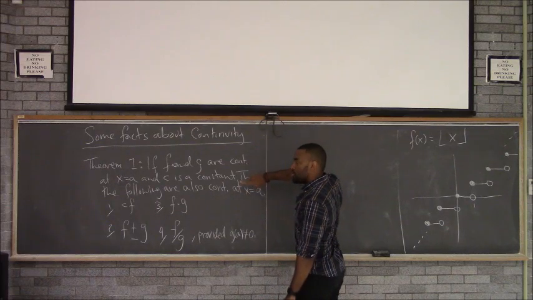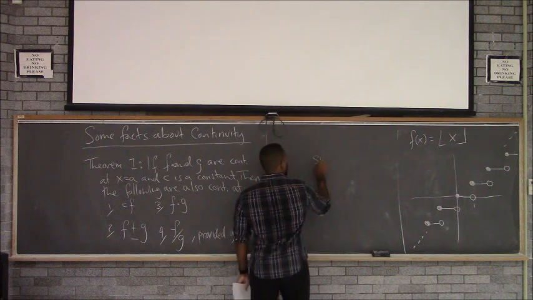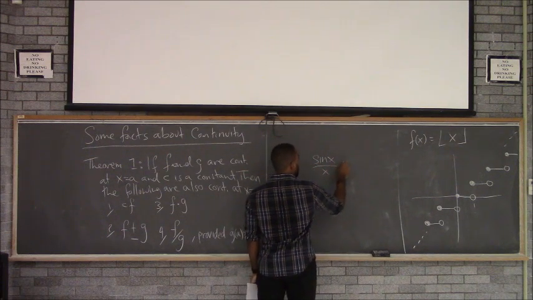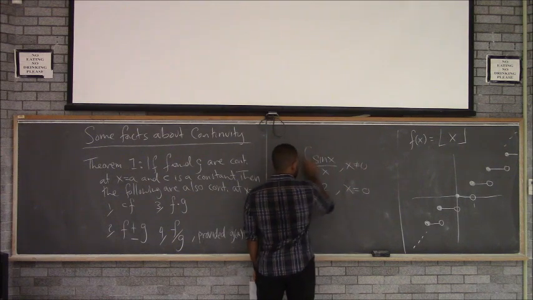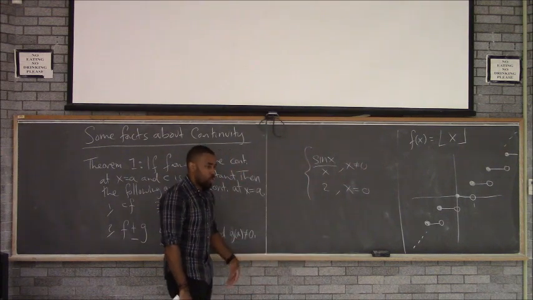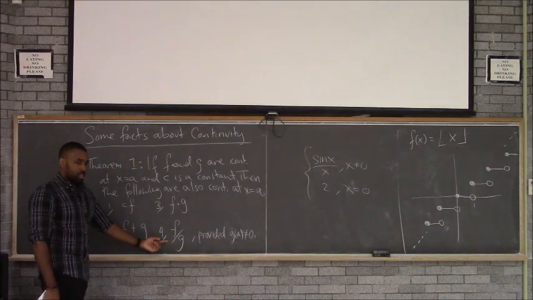So this kind of goes back to the idea that we were talking about last class when we were looking at something like sine of x over x if x is not equal to 0, and 2 if x equals 0, or something like that. Where we could say, well, if we're not at 0, we're fine. Why were we fine? Well, because of this reason, right?